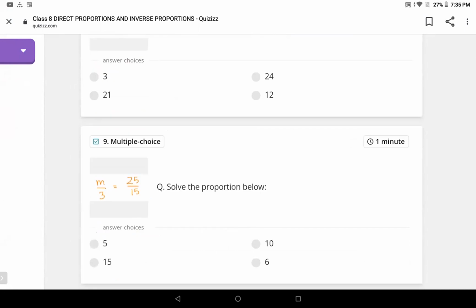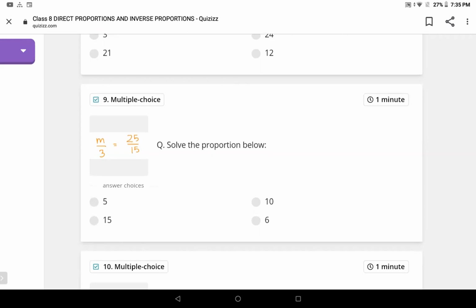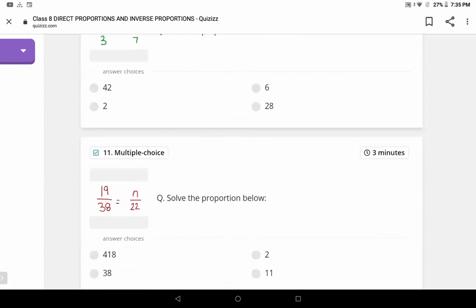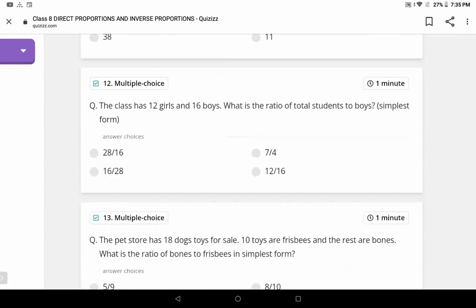21. Yes, ma'am. The same way, M value: 25 multiplied with 3 is 75. 75 by 15 is 5. Same way, X equal to 14 multiplied with 3 by 7. 7 2s are 14, so the value of X is 6. The same way, N equals how much, children? 19 multiplied with 22 by 38. Simplify and give the answer. What is the value here, children? 11.